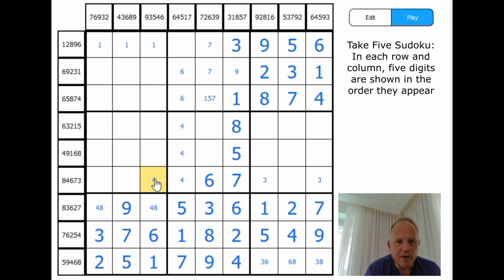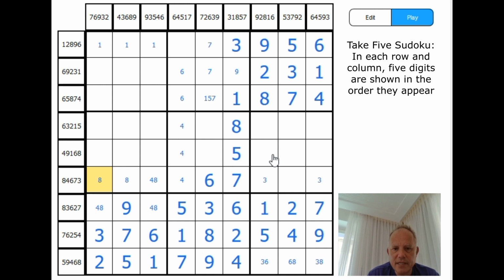But all I know about 8 is that it's in the first box. That at least puts an 8 into this box in row 5, but I don't know which way round they go. 4, 9, 1, 6, 8. Yeah, no, that's not all that helpful yet.